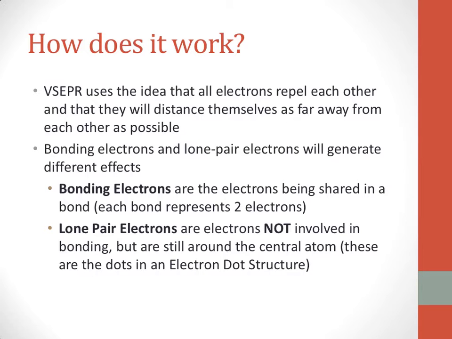Okay, so same idea. Bonding electrons and lone pair electrons generate different effects. Bonding electrons are electrons that are being shared in a bond. Note that this says shared, so we are looking at covalent compounds in this instance. Lone pair electrons are electrons not involved in bonding, but are still around the central atom. So these are the dots that are left over in an electron dot structure.